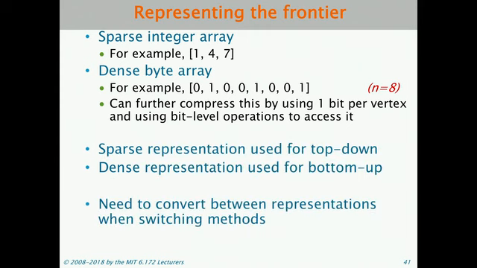So for the top-down approach, the sparse representation is better because the top-down approach usually deals with small frontiers. And if we use a sparse array, we only have to do work proportional to the number of vertices on the frontier. And then in the bottom-up approach, it turns out the dense representation is better because we're looking at most of the vertices anyways. And then we need to switch between these two methods based on the approach that we're using.